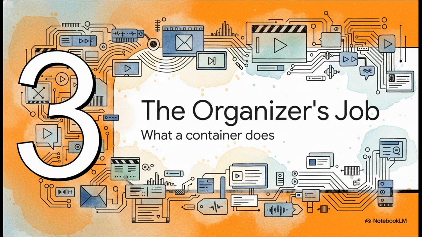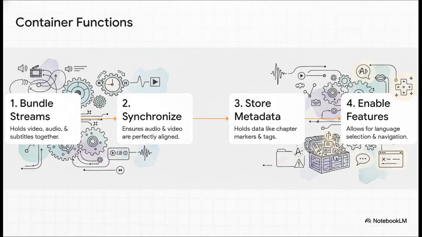So we know the container holds stuff, but its job is way more active than just being a box. It's a digital organizer, and it's doing a bunch of critical jobs behind the scenes to give us that smooth playback experience we all just expect. And you can see its to-do list is pretty long. First, yeah, it bundles all those streams together. But then, and this is absolutely crucial, it synchronizes them, making sure the sound and picture line up perfectly. No one wants to watch a movie where the lips are out of sync, right? It also stores all that extra info, the metadata, like chapter markers or the creation date. And finally, it's what allows you to do cool stuff like switch audio languages or turn on subtitles.